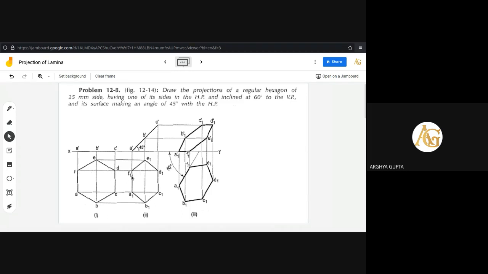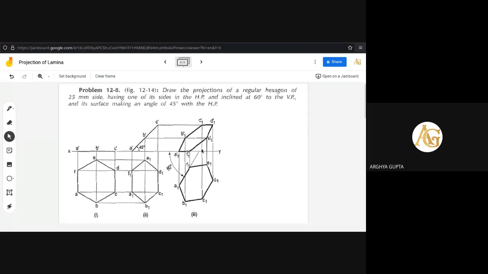If you join all the points starting from A1 up to F1, then the reduced shape of the hexagon will be obtained. So this is the second step, where the inclination with that horizontal plane has been made. Now you have to make another angle, that is inclination with the vertical plane. It is 60 degree given. Okay, so what is needed to be done? That you have to draw a line first. Okay, at an angle of 60 degree.